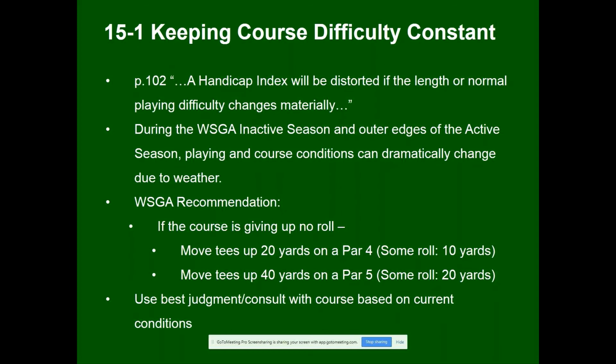So what we ask is you work with your golf clubs, work with your superintendents, so that when the golf course is not in prime condition, like it usually is in March, April, May, you do a good job of working with superintendents to make sure they move the tees up so that it equalizes out that roll. So as you can see here on a par 4, if you can move your tees up 20 yards, if there's a little bit of roll, then move them up 10 yards. That will actually help the golf course play closer to the rating so that handicaps are correctly being assessed.